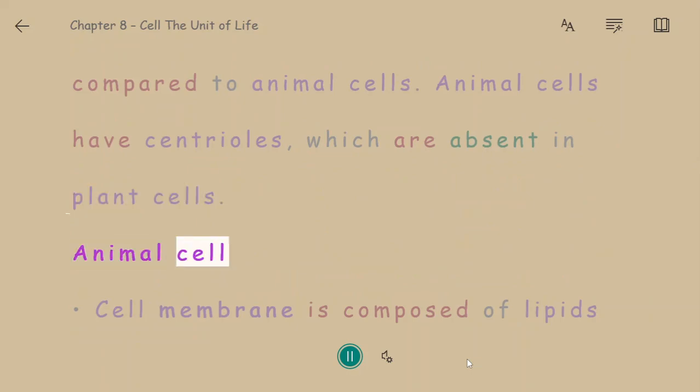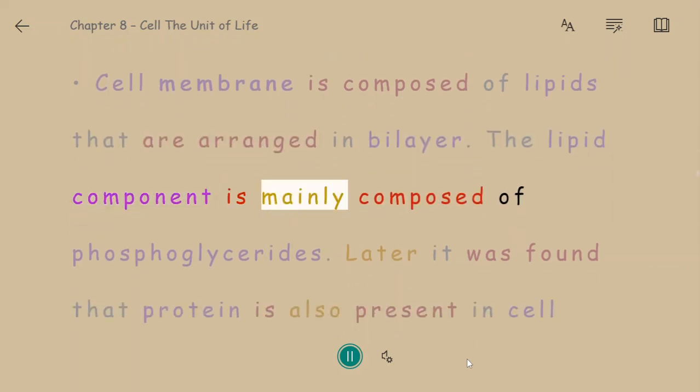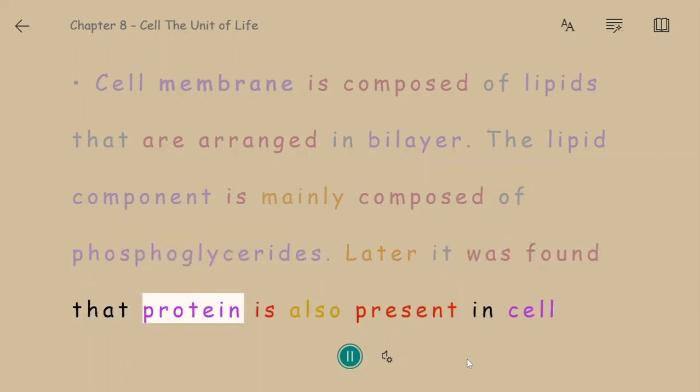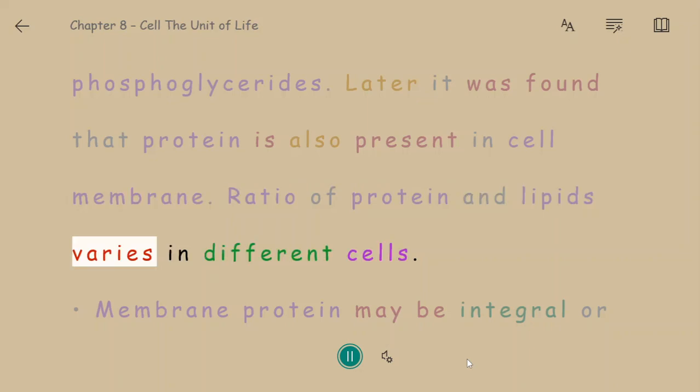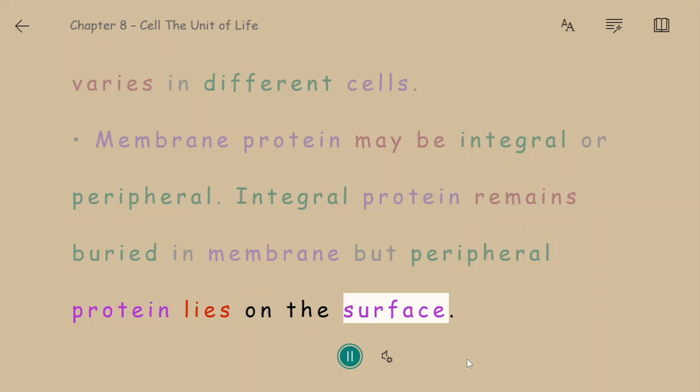Animal cell. Cell membrane is composed of lipids that are arranged in bilayer. The lipid component is mainly composed of phosphoglycerides. Later it was found that protein is also present in cell membrane. Ratio of protein and lipids varies in different cells. Membrane protein may be integral or peripheral. Integral protein remains buried in membrane, but peripheral protein lies on the surface.